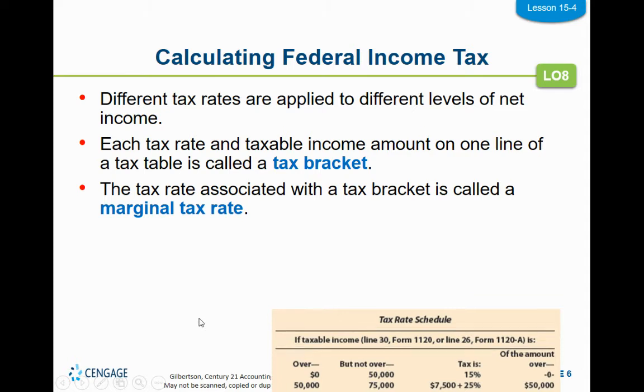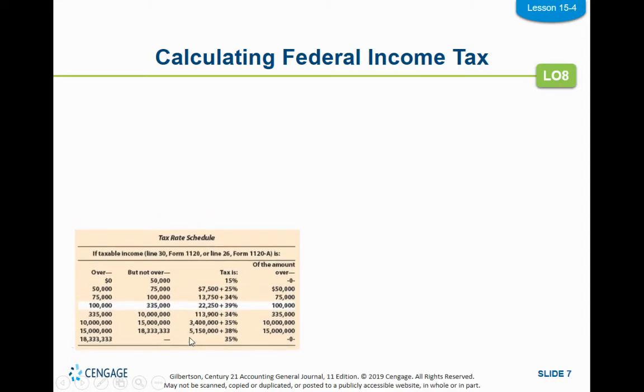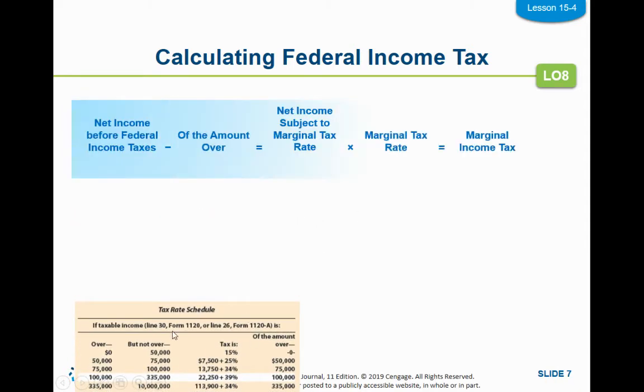So here are the calculations for that. Net income before federal income taxes was $103,518.97. We take out the $100,000 because it says 39% of anything over $100,000. That leaves us with $3,518.97. Times 39% means we're going to pay an additional $1,372.40 in income tax.